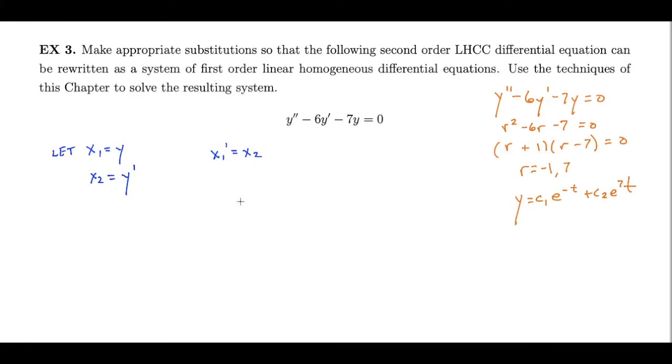These substitutions so far are completely generic. They have nothing to do with my actual differential equation. So what I'll do next is define x2 prime in a way that captures the relationship defined by my differential equation. Notice in my differential equation, y double prime equals 6y prime plus 7y. Using these variable substitutions, I could rewrite x2 prime, which would be equal to y double prime, as 6 times x2, which is my stand-in for y prime, plus 7 times x1.